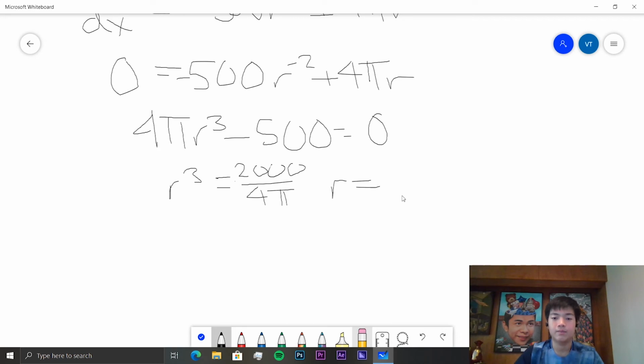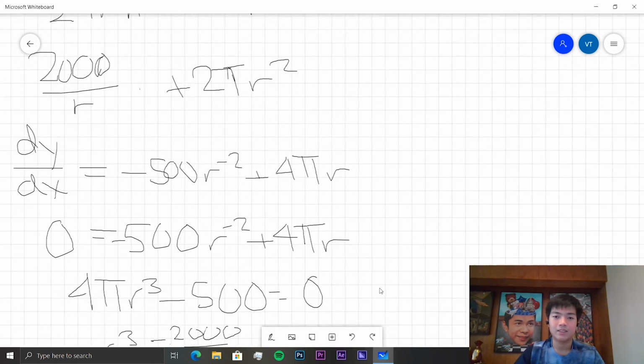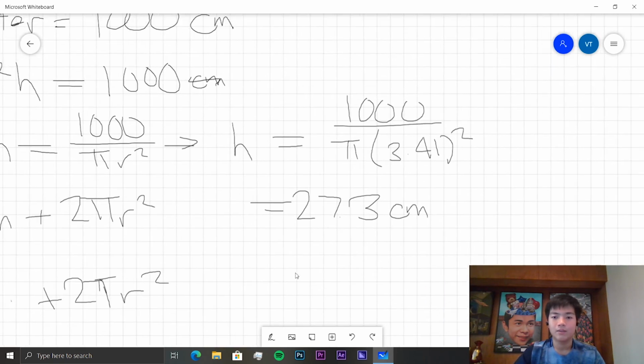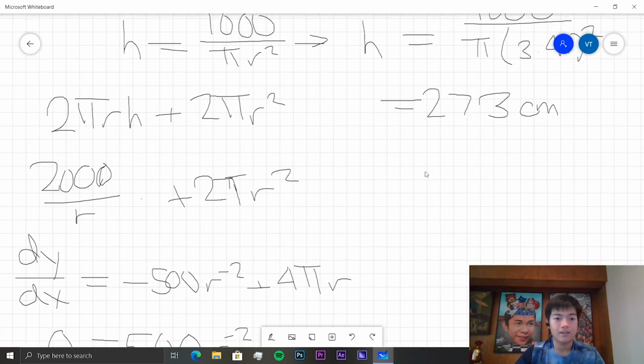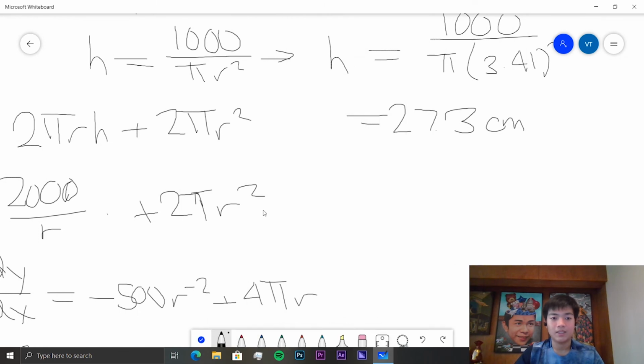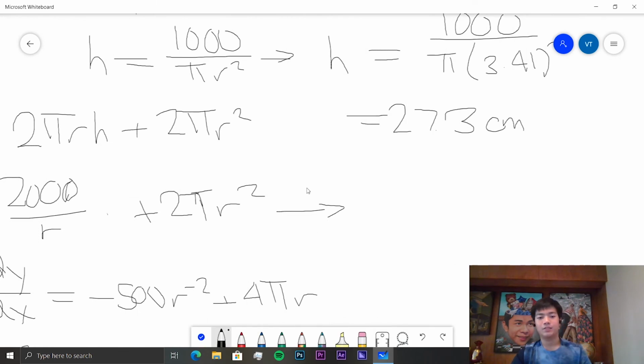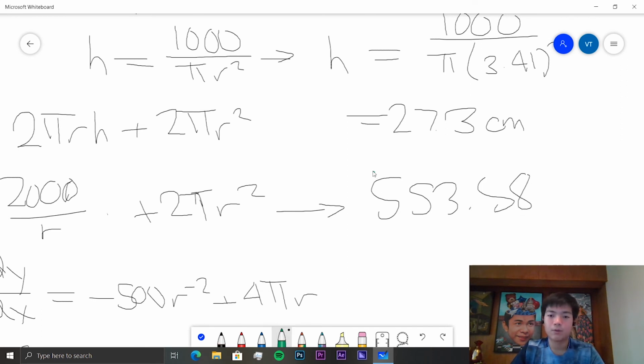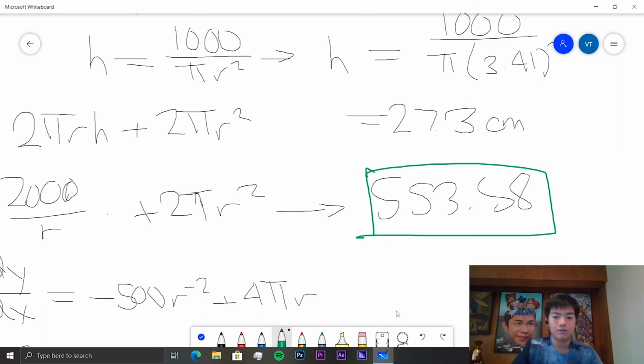So if we plug 5.42 back into this original formula, we get 2 pi r h, 2000 over r plus 2 pi r squared. So this is 2000 over 5.42 plus 2 times pi times that answer squared, and we get something like 553.58. So yeah, a much more reasonable answer for the surface area, so that's what's correct.